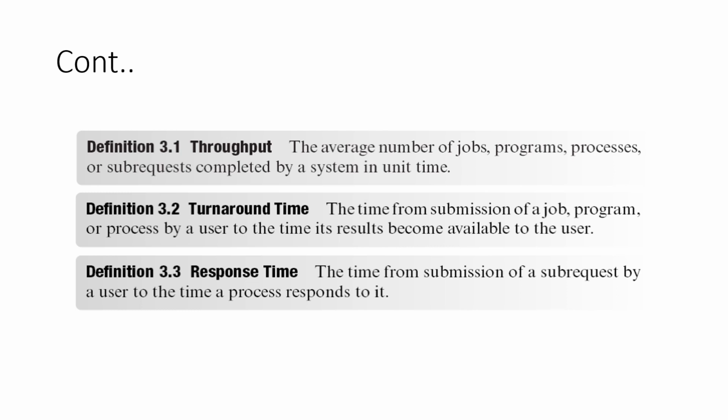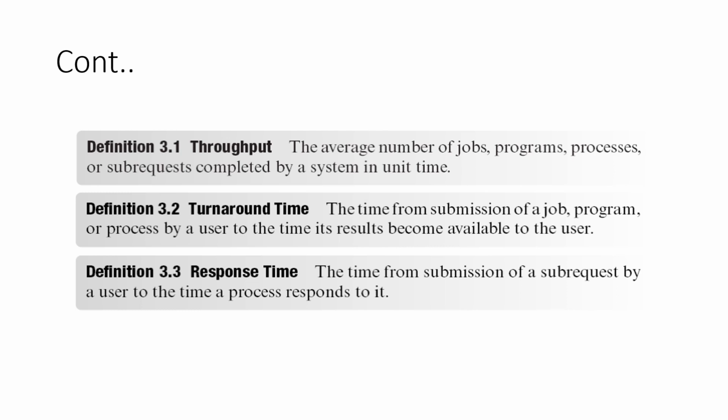The turnaround time is nothing but the time from submission of a job, program or process by a user to the time its result becomes available to the user. So the time taken between the job being submitted for execution and the results being available to the user is called the turnaround time.